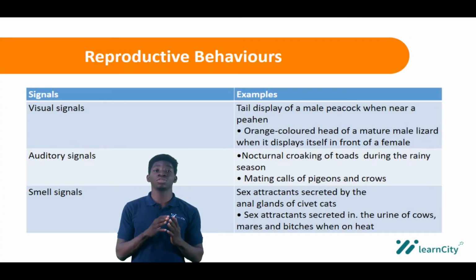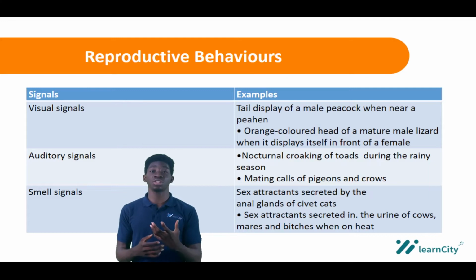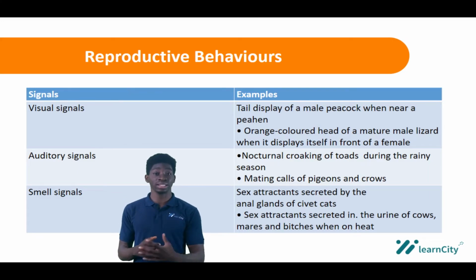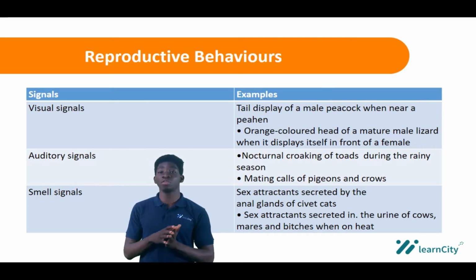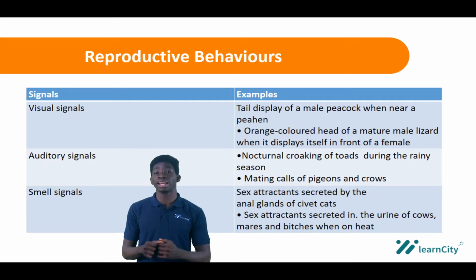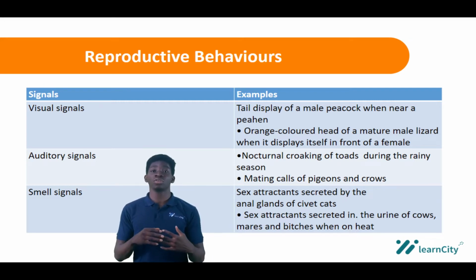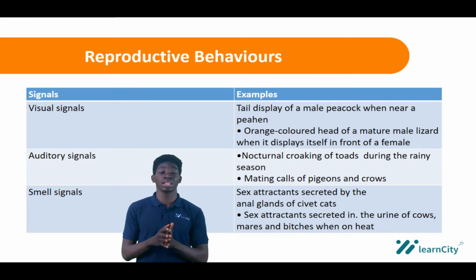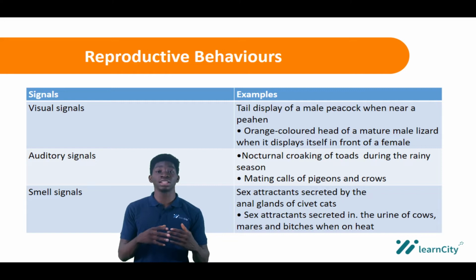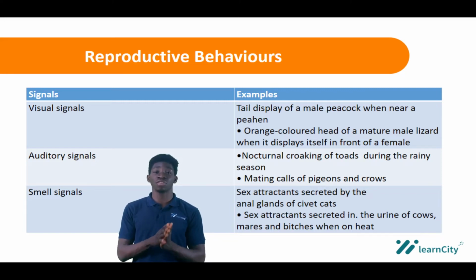Visual signals are signals that can be seen with the eyes. An example is the tail display of a male peacock when near a peahen. When the male is near the female, it displays its tail feathers to attract her. So that's a visual signal.